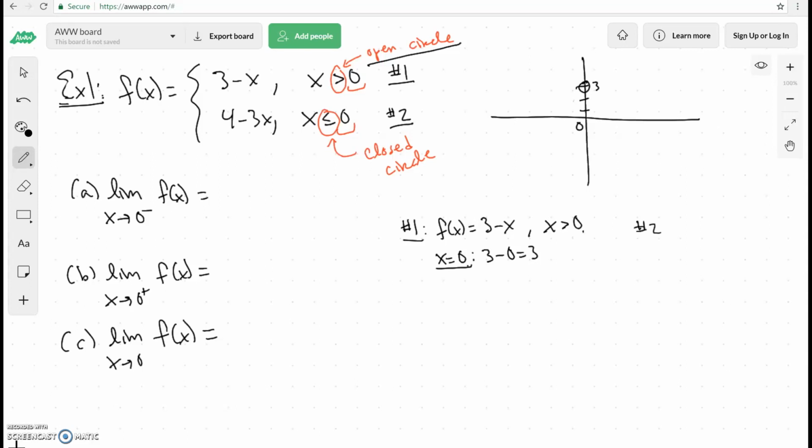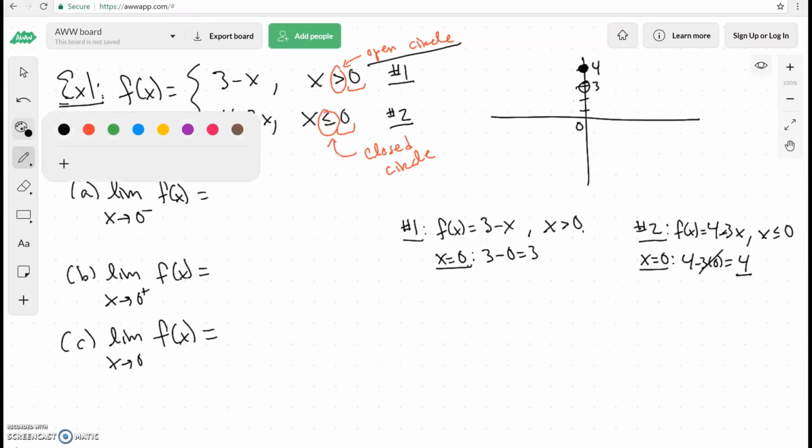Now, let's work with equation number 2. So with equation number 2, I'm going to have f of x is going to be equal to 4 minus 3x. And then x in this case is going to be less than or equal to 0. Okay? So let's plug in 0 in here. So I'm going to have 4 minus 3 times 0. This is just going to go away, and I'm going to get 4. So when x equals 0, the y value was equal to 4. And this is now going to be a closed circle.